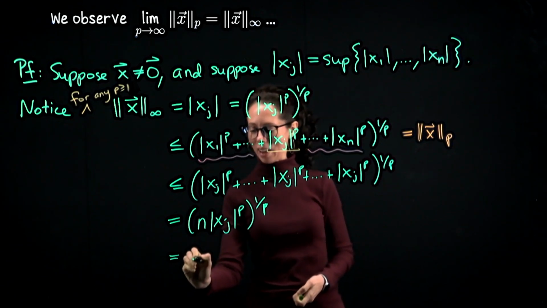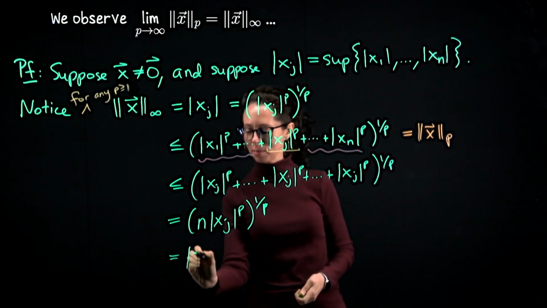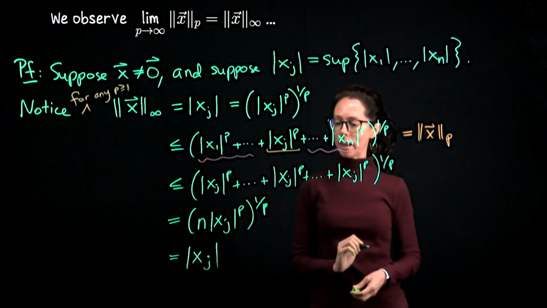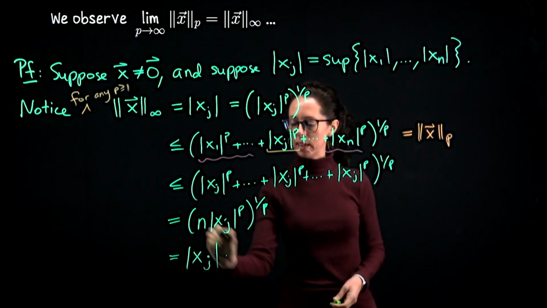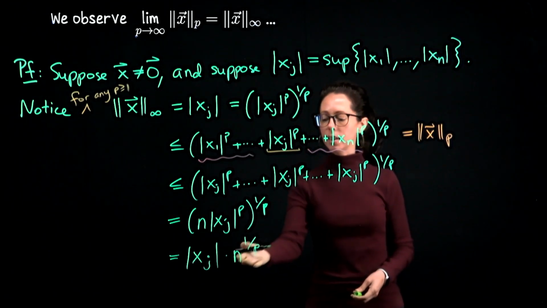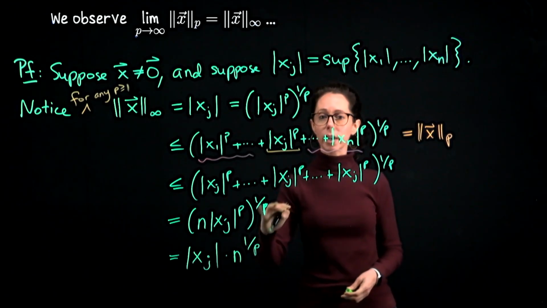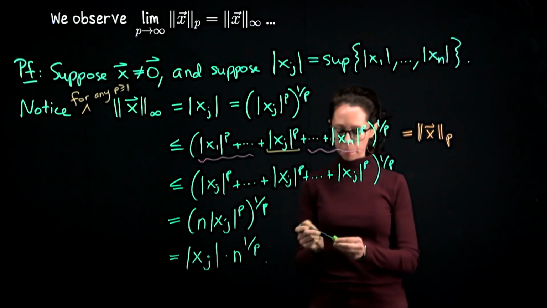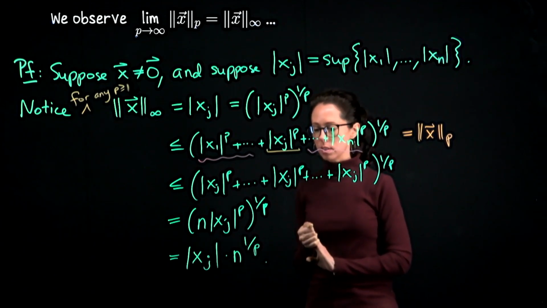Okay, I was trying to think about space. So the size of x sub j times n to the 1 over p. n is not a variable here. n is the dimension of the space we're working in. So we're working in Rn, so n here is like a fixed number. In R2, it was just 2.